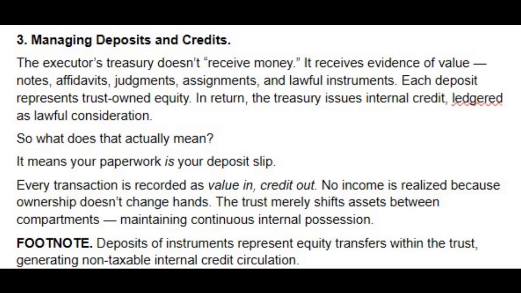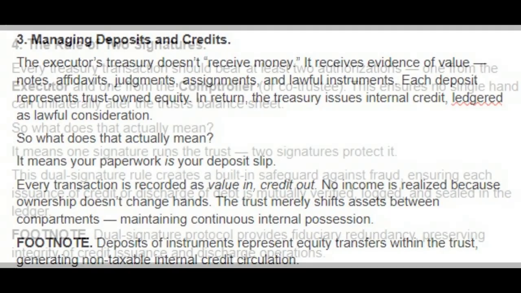Every transaction is recorded as value in, credit out. No income is realized because ownership doesn't change hands. The trust merely shifts assets between compartments, maintaining continuous internal possession. Footnote. Deposits of instruments represent equity transfers within the trust, generating non-taxable internal credit circulation.